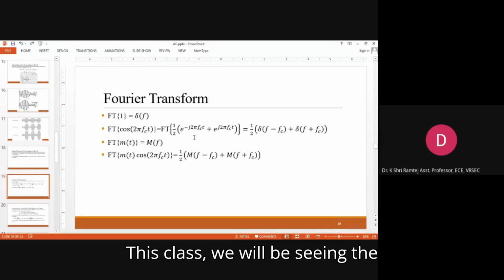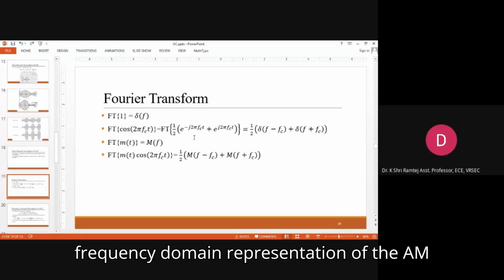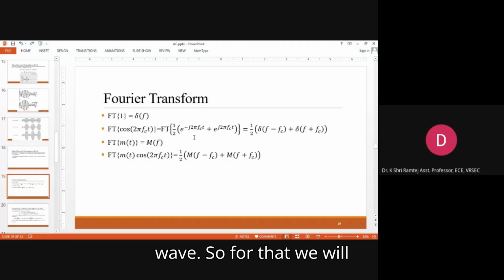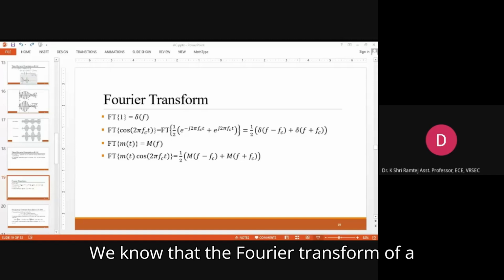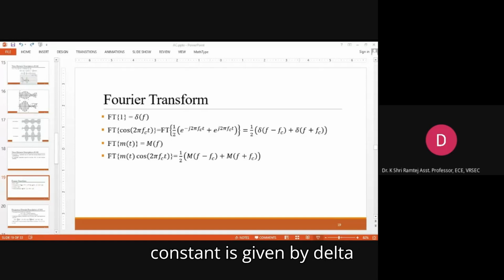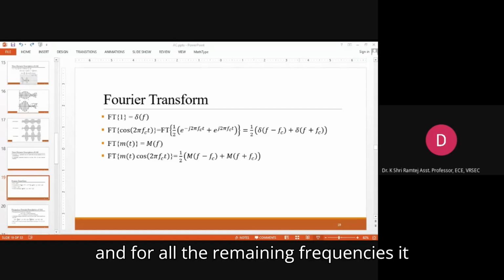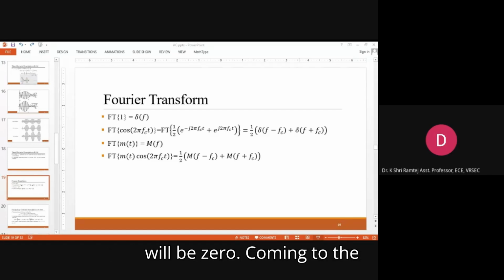In this class, we'll be seeing the frequency domain representation of the AM wave. For that, we just revise the Fourier transform of some basic functions. We know that the Fourier transform of a constant is given by a delta function. It is defined only at f equal to 0, and for all the remaining frequencies it will be 0.